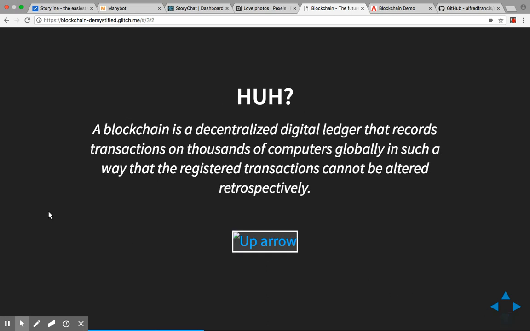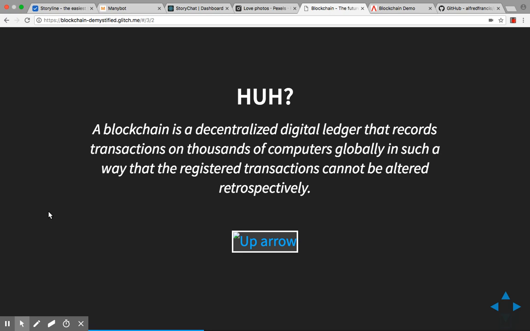So, you're confused, right? A blockchain is a decentralized digital ledger that records transactions on thousands of computers globally in such a way that the registered transactions cannot be altered retrospectively. Now, it's a decentralized digital ledger. What's a ledger? I don't want to explain a ledger. Just Google it and then you'll get it, right?